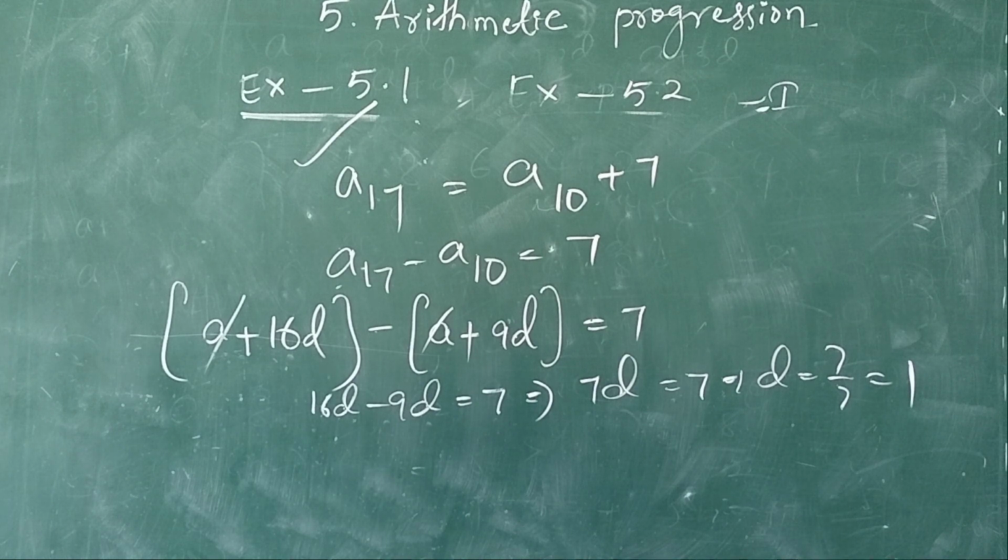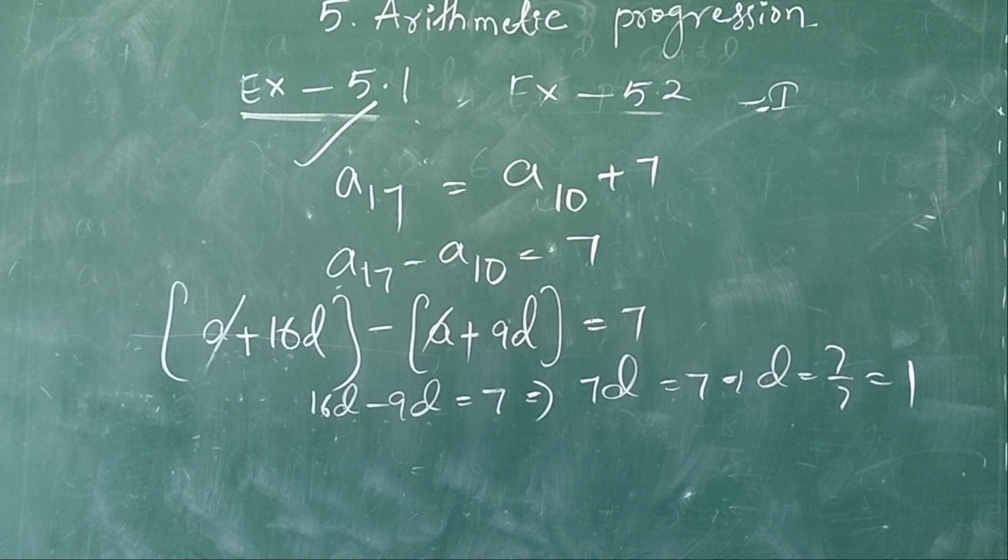Next, 11th problem. Which term of the AP 3, 15, 27, 39 will be 132 more than its 54th term? So first, find out the 54th term. How will we find the 54th term? Simple. Given A is equal to 3, D is equal to 12, and N is equal to 54. Then first find out the 54th term.